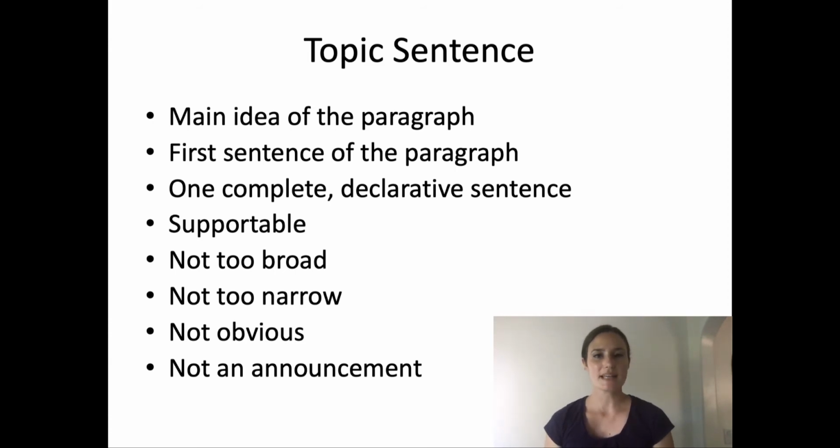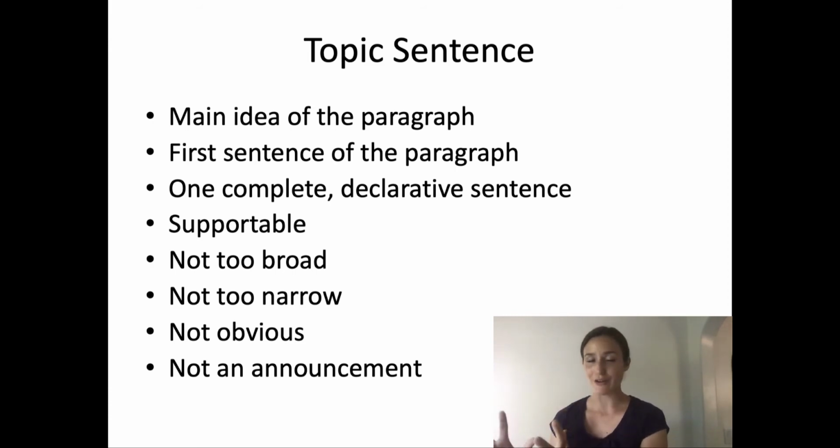So it's the main idea of that paragraph. All the ideas in that body paragraph should point back to or should be proving the topic sentence. Generally, your topic sentence should be the first sentence of the paragraph. Sometimes you can have it as your second sentence if you need a transition, but as a rule of thumb, it should be the first sentence. It should be one complete declarative sentence, meaning a sentence that ends with a period and not a question mark. This is probably the most important point. It should be supportable. That means that it should require proving.